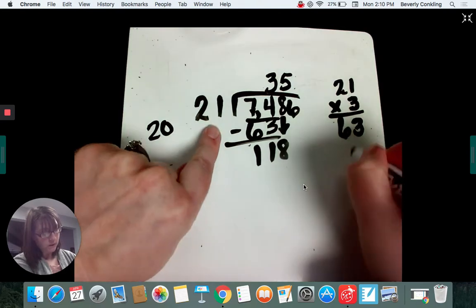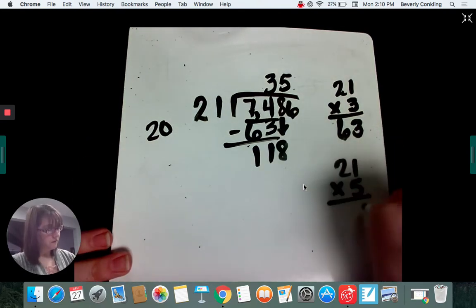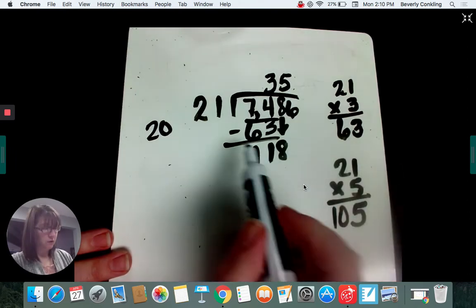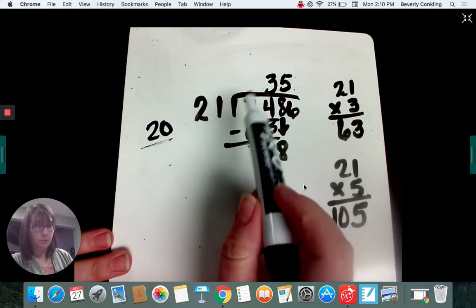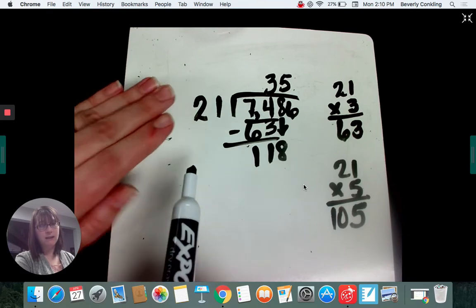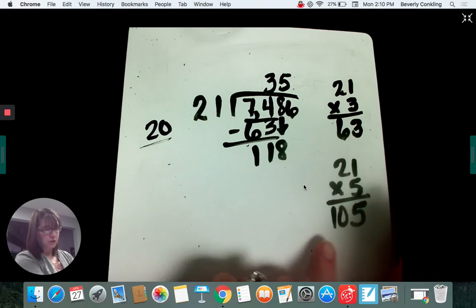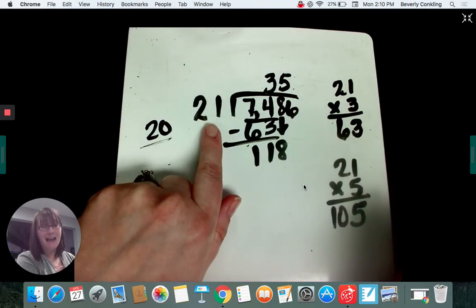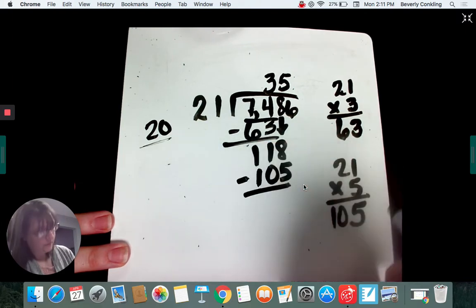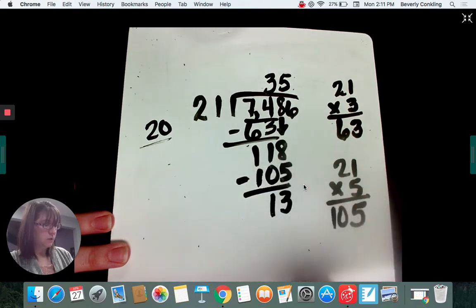So I'm going to take 21 times 5. 1 times 5 is 5. 5 times 2 is 10. Now just be careful that after you've used this to help you figure out what number to try, you still have to use that 21. Don't take it times 20. A lot of people want to do, oh, I know it's 5, so that's 100. No, you still have to come over here and multiply it times your actual divisor. Okay, so 105. 8 minus 5 is 3. 1 minus 0 is 1.